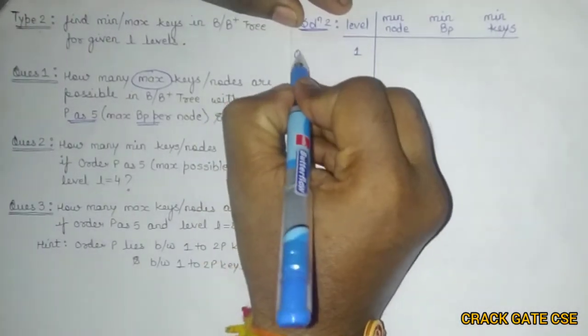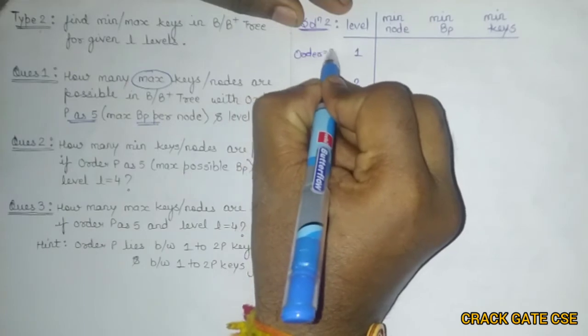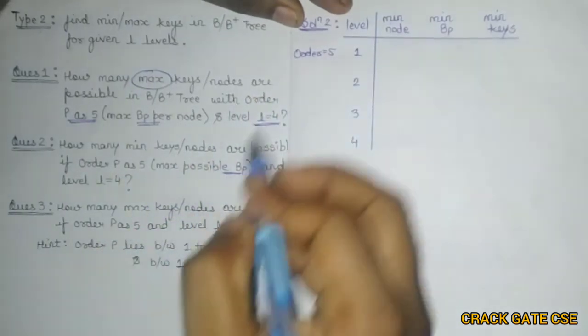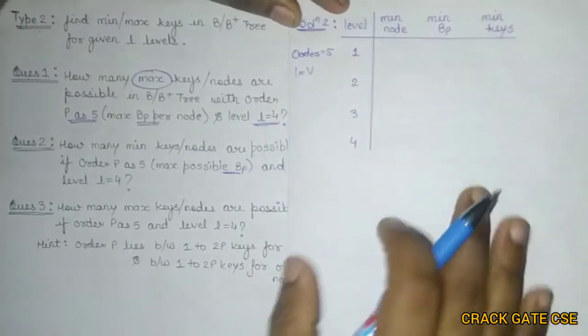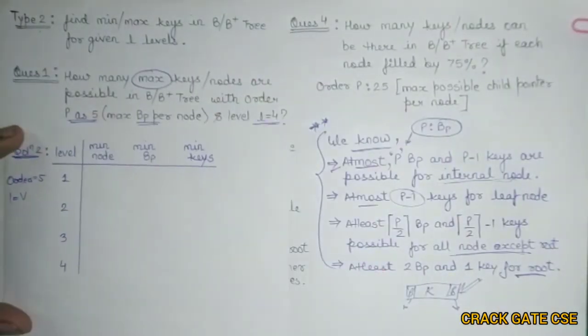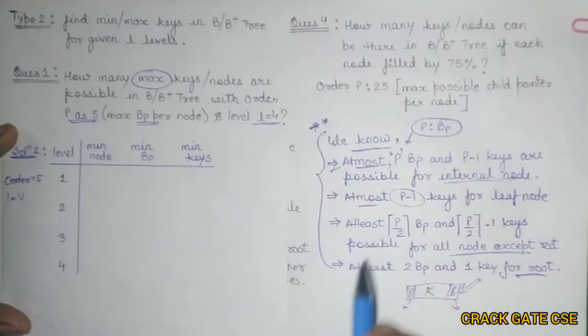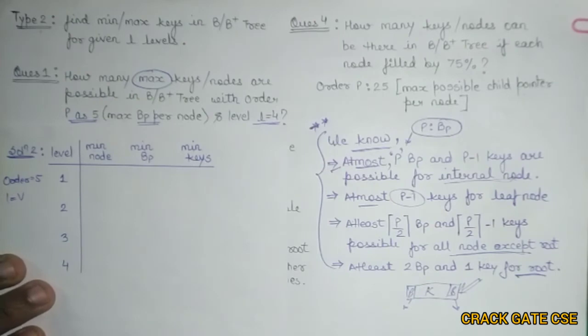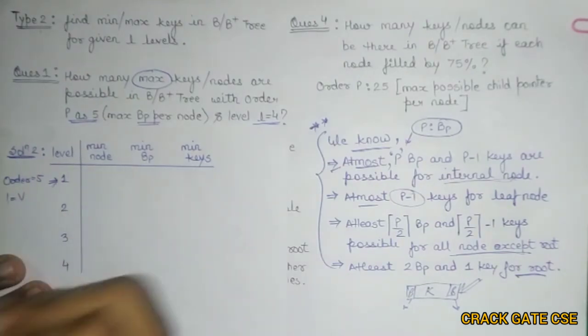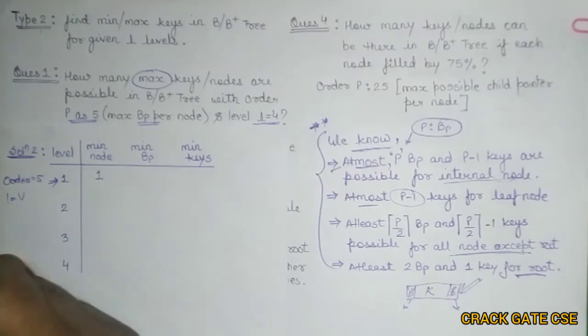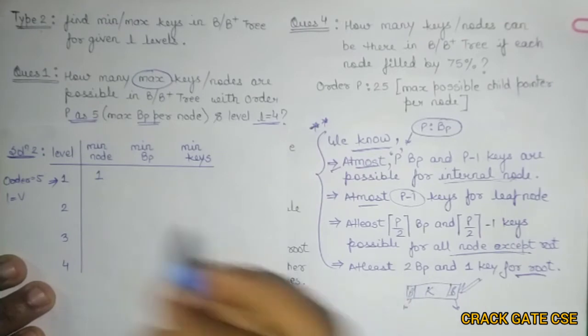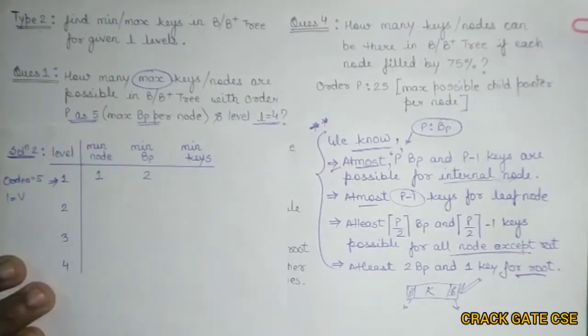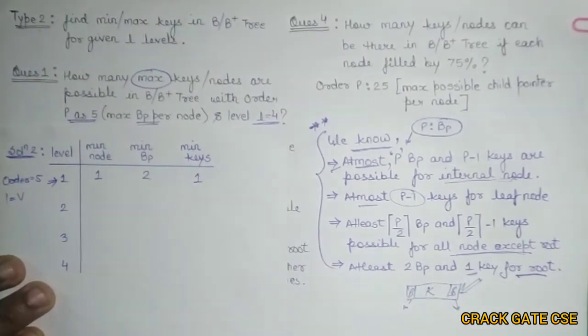So order is 5, which is nothing but the max possible block pointers, and level is equal to 4. Now we'll be using these 2 points to solve it. The minimum node at the root level, that is level 1. Level 1 is nothing but root. So at root there can be only one node. If there is one node, at least 2 block pointers are possible. So 2 will be here. And at least, or the minimum, how many keys can be there? 1 key can be there. So this is for the root.